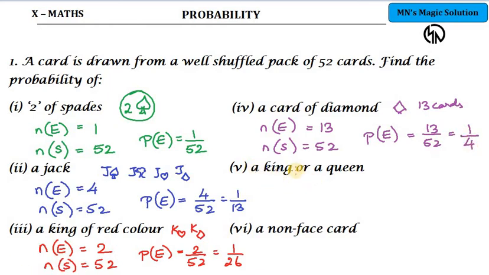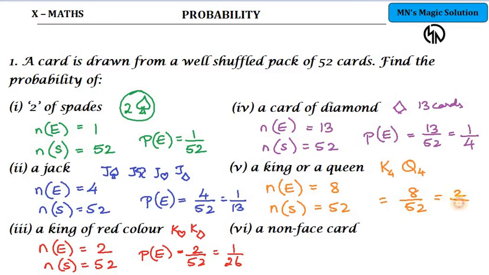Question number 5, a king or a queen. How many kings are there? Totally 4 kings are there. Same way, how many queens are there? 4 queens are there. So, a king or a queen. The number of favorable events, or the number of times the event can occur, is totally how many? 8 possibilities. So the sample space is 52. So it is 8 out of 52 possibilities. So the answer is 2 by 13.